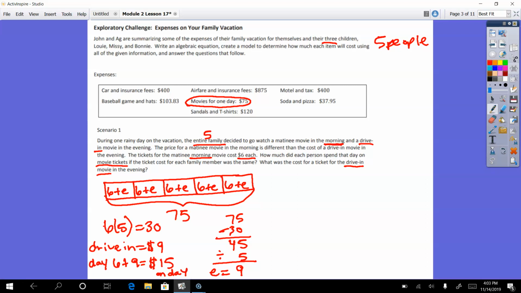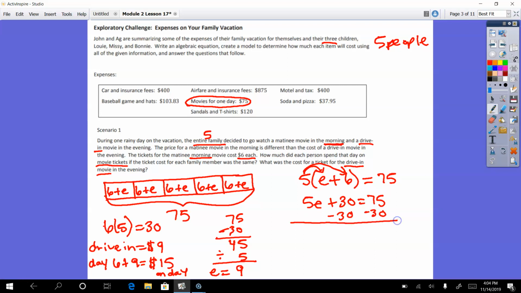Okay, so we also want to show that as an algebraic equation. So there were 5 total, and each of them were getting an evening ticket and $6 is equal to a total of 75. So it's always our total. So we distribute first. 5 times E is 5E. 5 times 6 is 30. Okay, then we subtract the 30 from both sides of the equal sign so that it stays balanced, which leaves me with 5E is equal to 45.